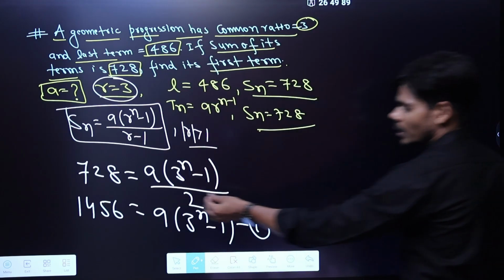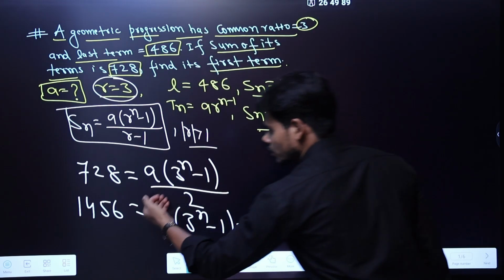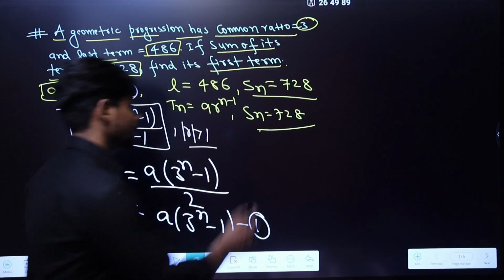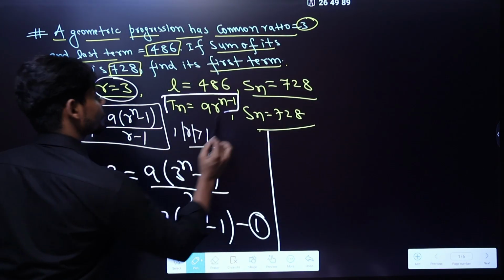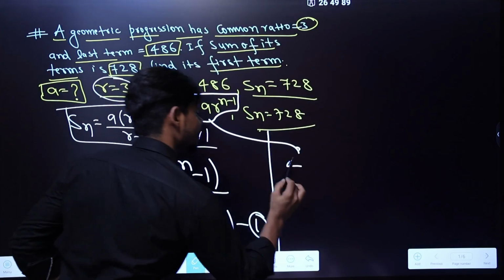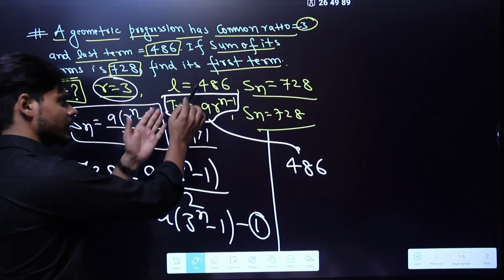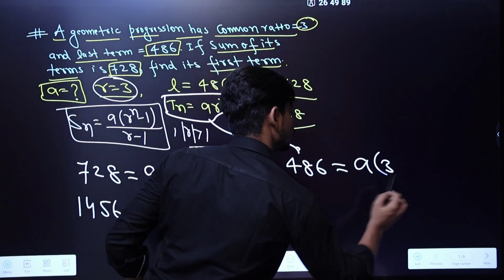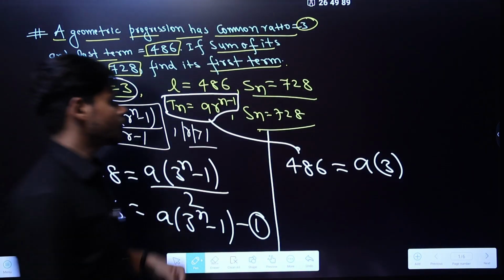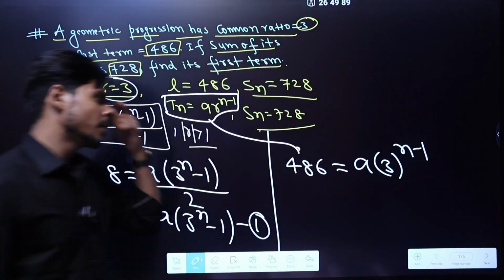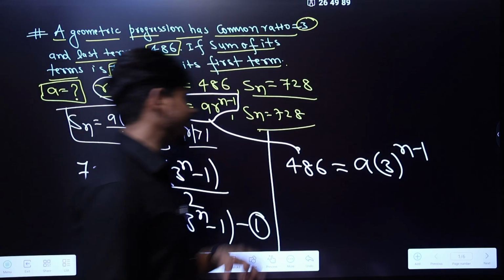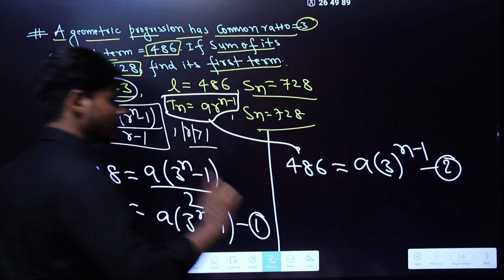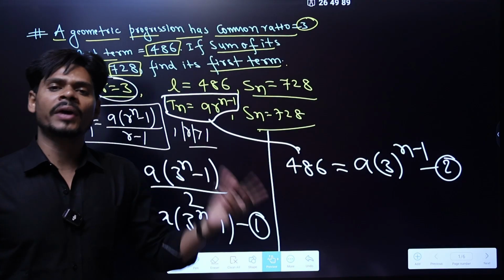Got it? If you see, this equation contains two variables. The first one is a, and the second one is n, right? Next, another information we are given is the last term. So the last term is 486, equal to a. We don't know a, but we also know r, which is 3 raised to the power n minus 1. Got it? Let's say this is your second equation. Now using equation number 1 and equation number 2, we need to find the value of a.